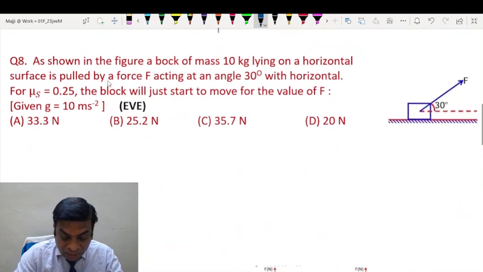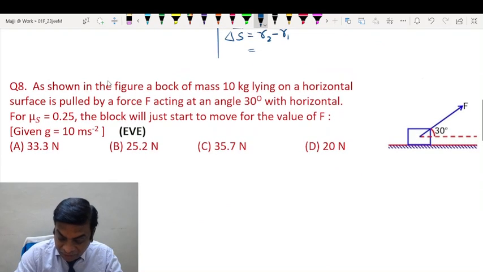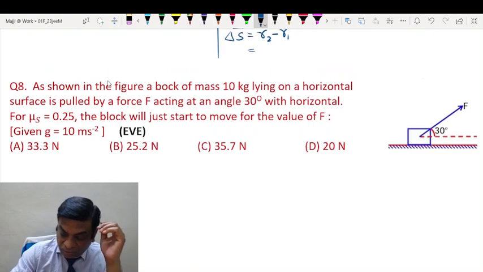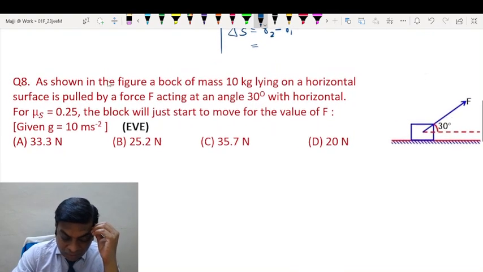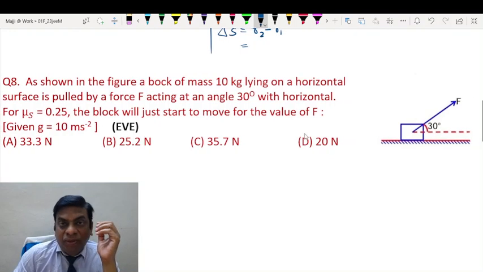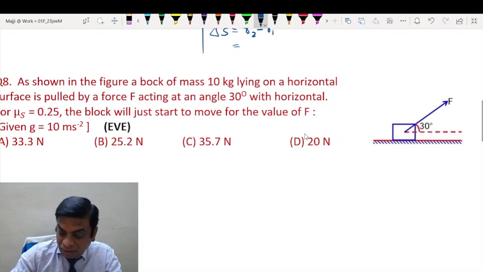As shown in the figure, a block of mass 10 kg is lying on a horizontal table. You can see the figure, students. It is pulled by a force F making an angle of 30 degrees to the horizontal. For mu s equal to this, the block will start to move for the value. So in the limiting condition, they are asking to find the value of F. In the limiting condition means it is on the verge of equilibrium.